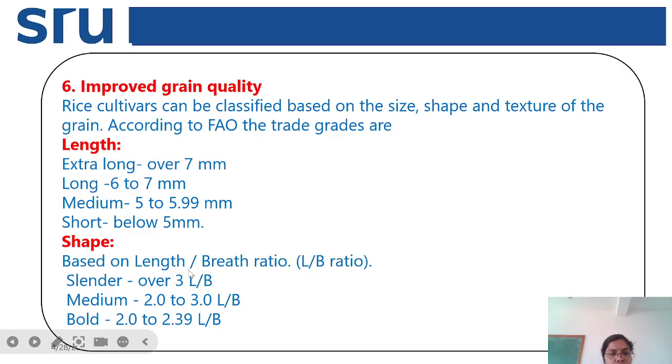If the L by B ratio is greater than 3, it is called slender grain type. If the L by B ratio is between 2.4 to 3, it is called medium type. If the L by B ratio is between 2 to 2.39, it is called bold grain type. So, the Food and Agriculture Organization has classified the rice cultivars based on size, shape, and texture. Based on the length, they are divided into four types, and based on the shape, they are divided into three types.